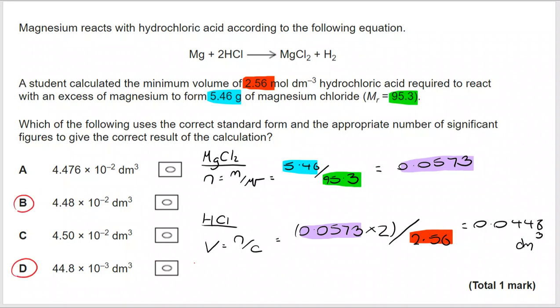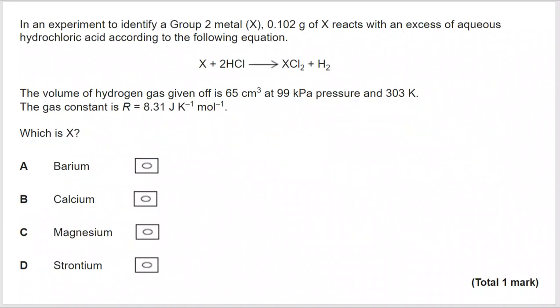Now that means that the correct answer is B or D. Both of those are the correct number. However, the question specifically says incorrect standard form. And for that, this number should be between 1 and 10. So for that reason, the correct answer is B. Next question for you to try.